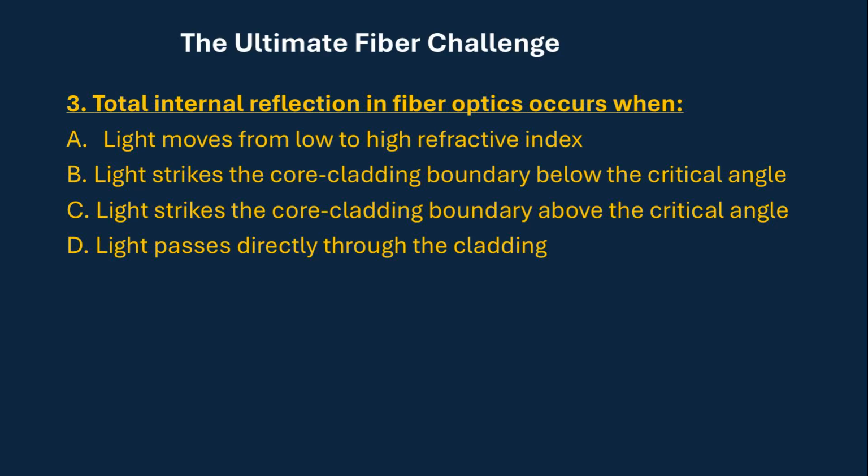3. Total internal reflection in fiber optics occurs when: A. Light moves from low to high refractive index. B. Light strikes the core cladding boundary below the critical angle. C. Light strikes the core cladding boundary above the critical angle. D. Light passes directly through the cladding. The correct answer is C. Total internal reflection occurs when light traverses the core cladding interface above the critical angle.